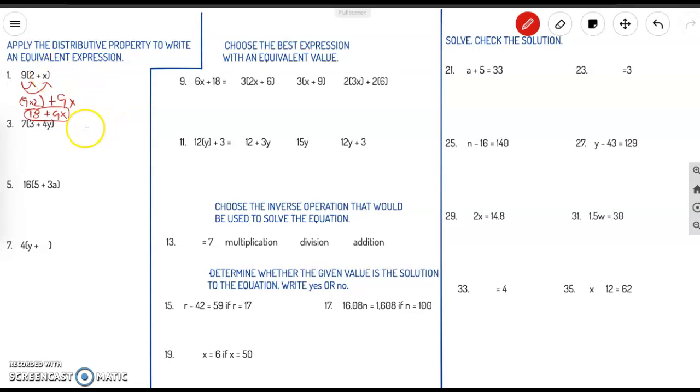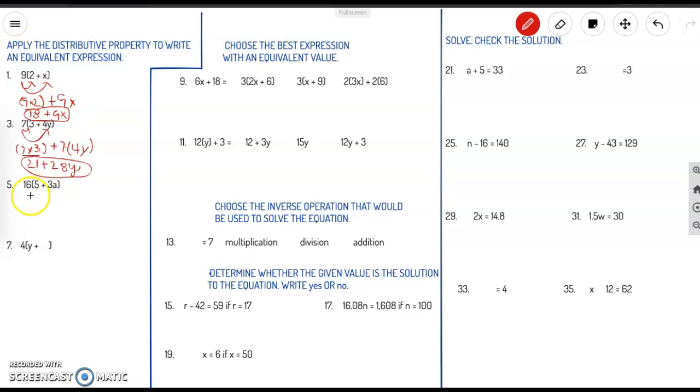All right, let's try number 3. Same step. So 7 times 3, we're going to distribute that, and then we're also going to distribute 7 times 4y. So we're just writing what we're talking about. 7 times 3 plus 7 times 4y. 7 times 3 is 21. 7 times 4y is, well, let's multiply the like term. 7 times 4 is 28, and because we don't know y yet, just gotta stick it next to here. And this is the equivalent or equal expression of 7 times 3 plus 4y.